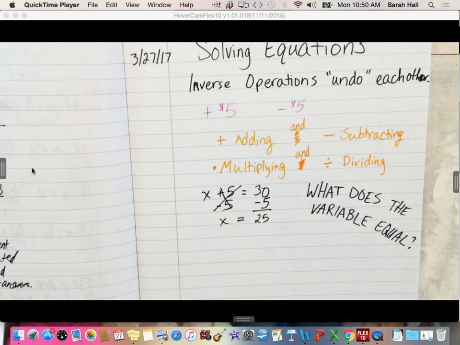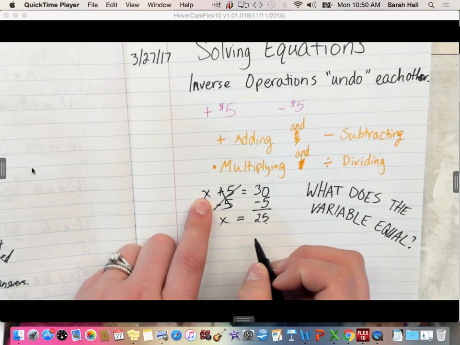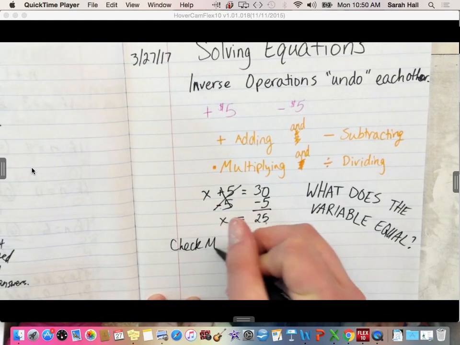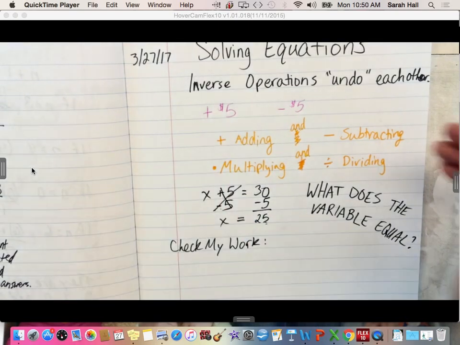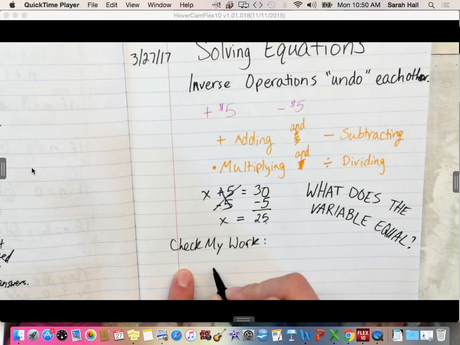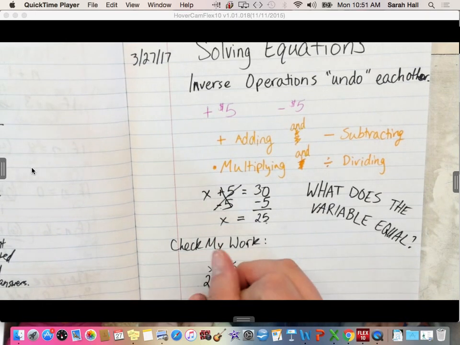Does anybody see a way that I could check my work? Mela? 25 plus 5. So over here, I said that x equals 25. So now I can substitute to check my work. So write check my work. I love when we get to solving equations because before you hand in your paper to me, you already know if you're right or wrong because you can go back and check all your answers. So what I get to do is say, it told me x plus 5 equals 30. What did I say that x was? 25.